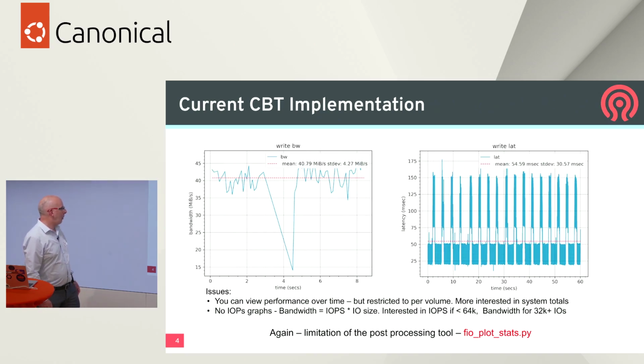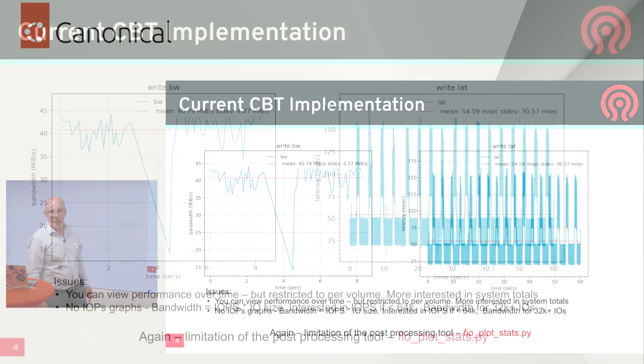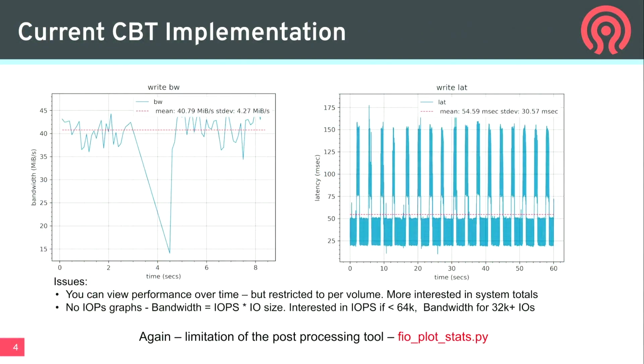So another thing, which is quite a common mistake in performance benchmarking, is you're interested in bandwidth for large IOs, and you're interested in IOPS for much smaller IOs. But CBT doesn't distinguish that, and it just shows out a bandwidth number. So you have to do some post-processing on the data to break that down into IOPS. Again, that's a limitation of the plot stats tool.